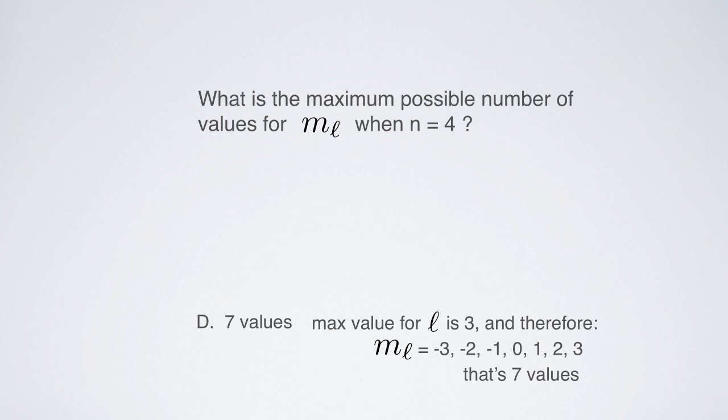So the answer is 7. Because when n is equal to 4, the maximum value we can have for L is 3, which is n minus 1. And if L is equal to 3, we have the most possible m sub L values: minus 3, minus 2, minus 1, 0, 1, 2, and 3. That's 7. L equal to 3 is the f orbitals, and there are 7 possible f orbitals.